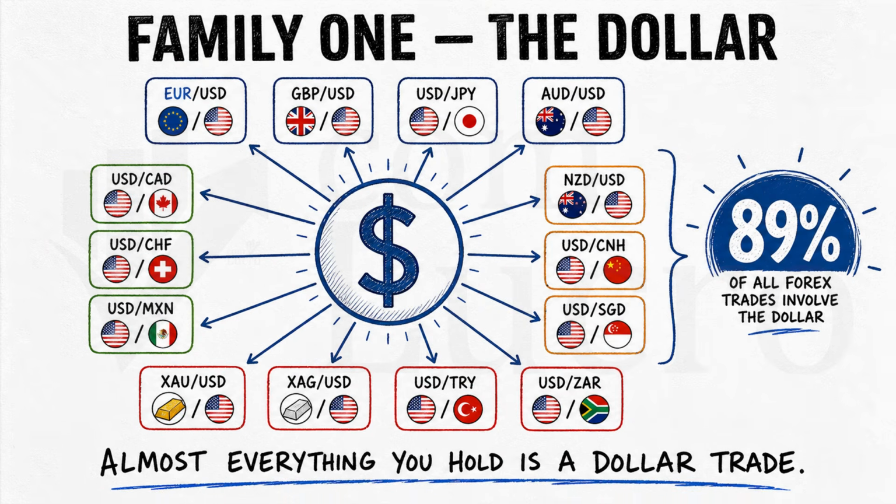Now let's name the families, because 3 of them explain most of your screen. The first is the dollar family, and it's the biggest by a mile. The dollar sits on one side of roughly 89% of all Forex trades. So on a day when the dollar has a strong opinion, almost everything you have open is a dollar trade, whether you chose it that way or not.